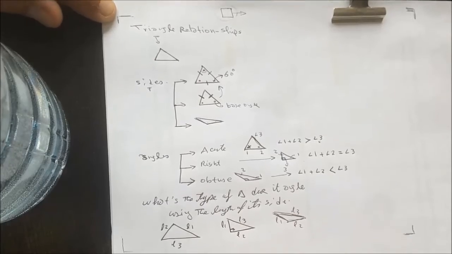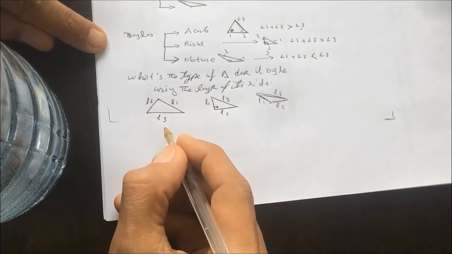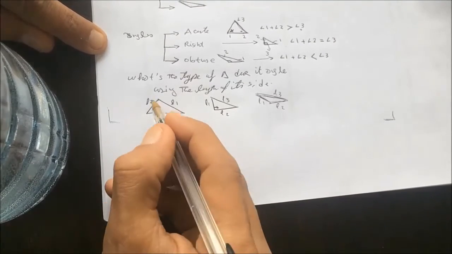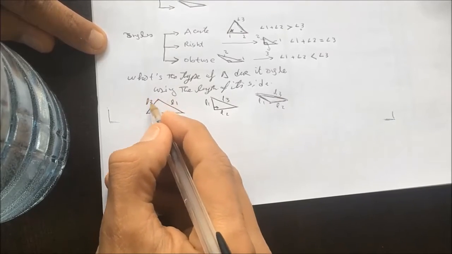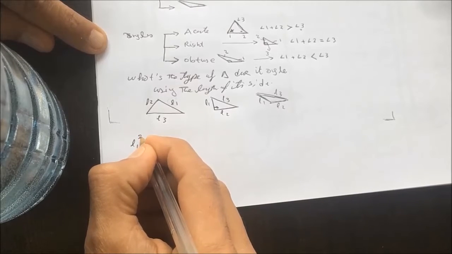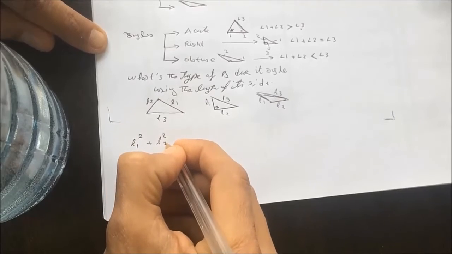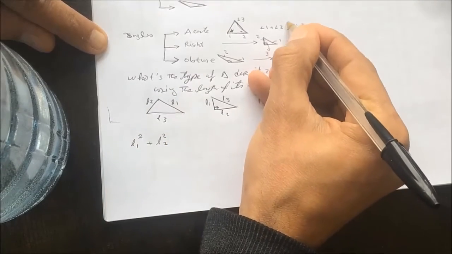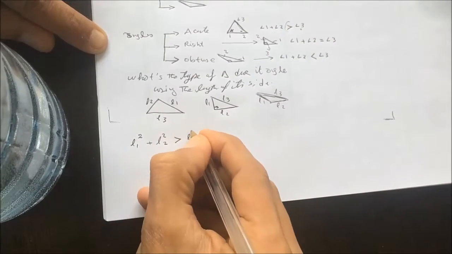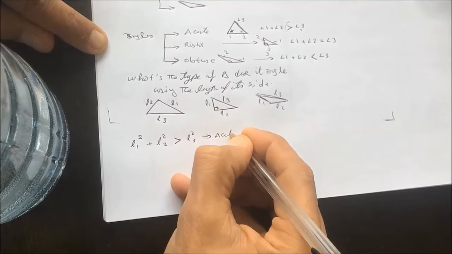Okay, let's play with these. The first one is supposed to be an acute angle. How could I know? Take the smaller sides, for example, length 1 and length 2, smaller than length 3. If I square the first length and add it to the square of the second length and find it bigger than the square of the third length, this is going to be an acute angle triangle.